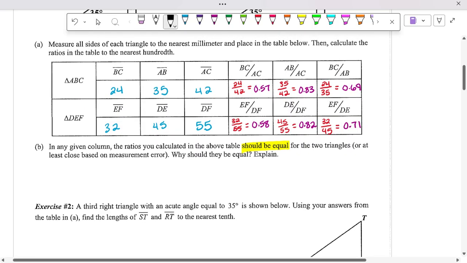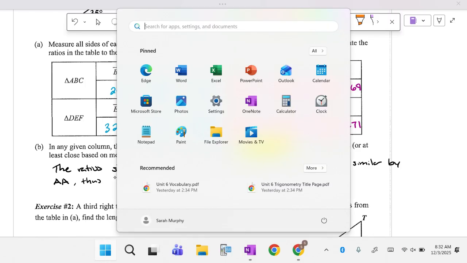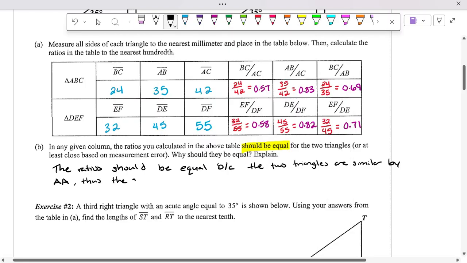So the ratios should be equal because the two triangles are similar by angle, angle. Thus, the sides should be proportional.